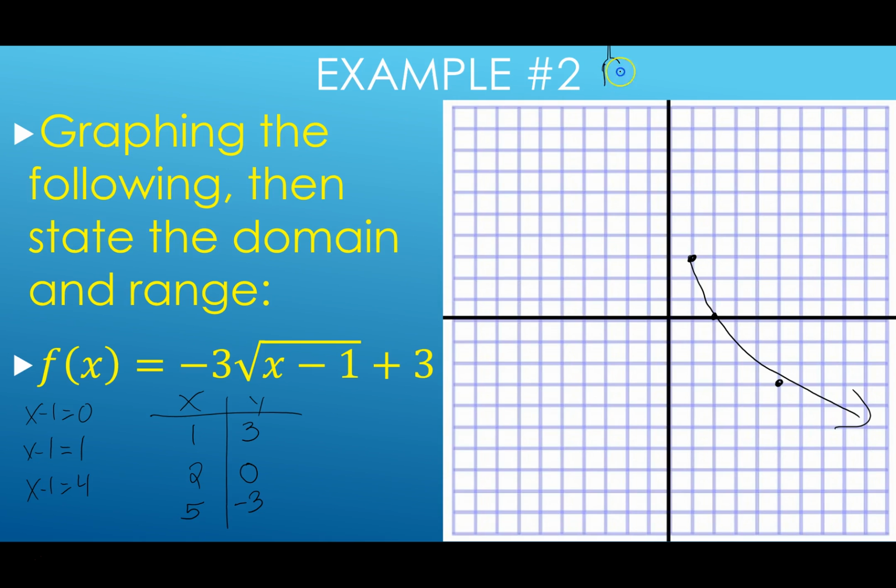Well, if we talk about domain, it would be x such that x has to be greater than or equal to 1. That was our first value. Whereas the range will be y such that y is less than or equal to 3. Because again, the first value is 3, but since we're going down, that's why y has to be less than or equal to 3. So always remember to identify domain and range for each one of these graphs.